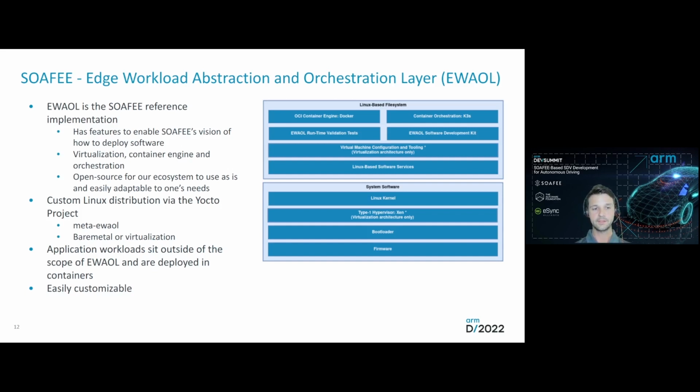eWall is a custom Linux distribution built using the Yocto project and is provided through the open source repository meta-ewaol. It can be built in two different ways. Bare metal, meaning that eWall runs directly on the hardware and application workloads are run in containers. Virtualization, meaning that we can deploy virtual machines which run the application workloads in containers. These containerized application workloads are not part of eWall. You bring your own container.